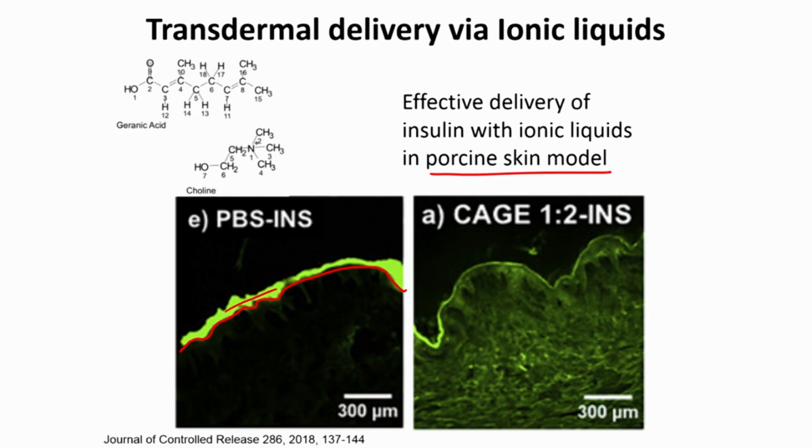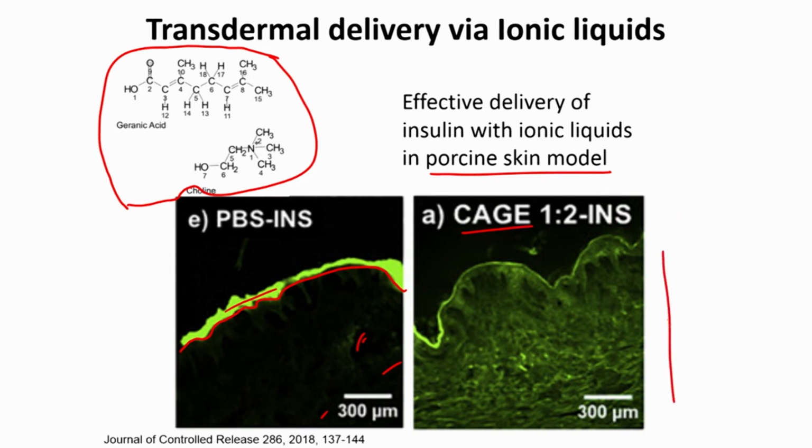So, what they find is if they are just putting insulin, what you can appreciate from this figure is that nearly 90-95% of it is on the skin, and very little is actually penetrating inside the skin. However, if they use their cage, which was one of the molecules, again an ionic liquid, geranic acid and choline ionic liquid, and they use this 1:2 with the insulin, then you can appreciate how much the permeation has increased. It is actually very uniformly distributed throughout the skin, and it will continue to permeate inside. So, you can actually deliver quite a lot of your insulin through this method.